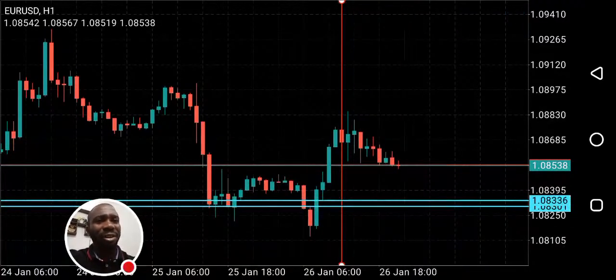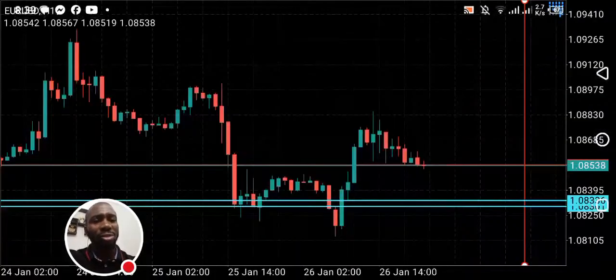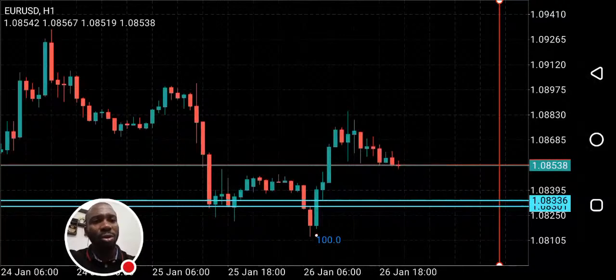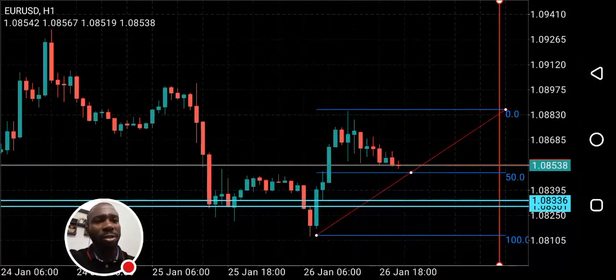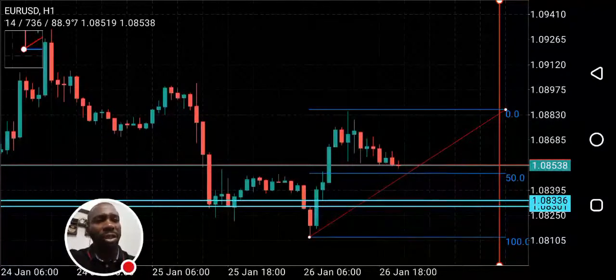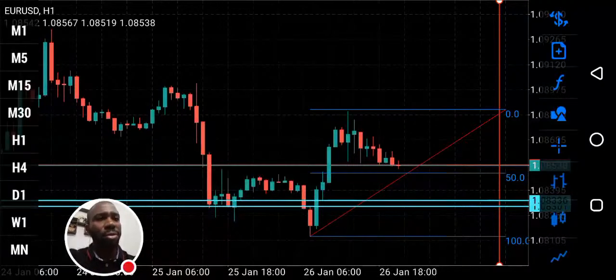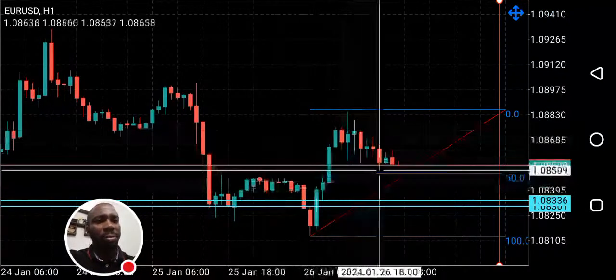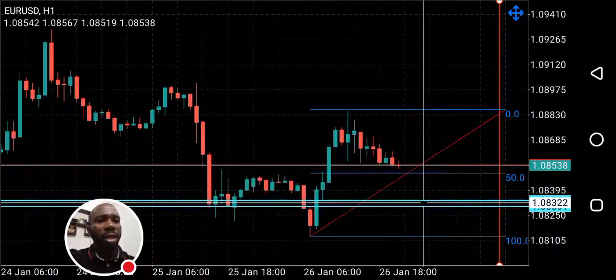Like I said, if you cannot identify a fair value gap, just apply your Fibonacci tool. Take it from the swing low to the swing high. Wait for price to pull back to discount. And like I said, discount is below level 50. Simple. So wait for price to pull back into a discount level before you buy. I hope that is clear.